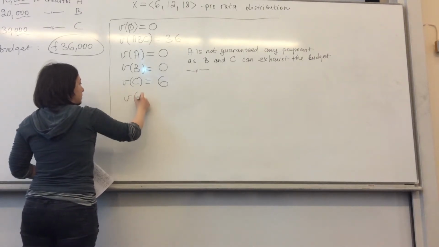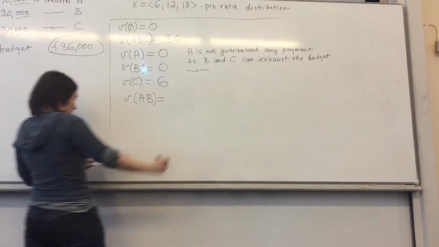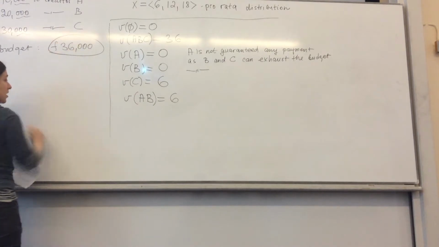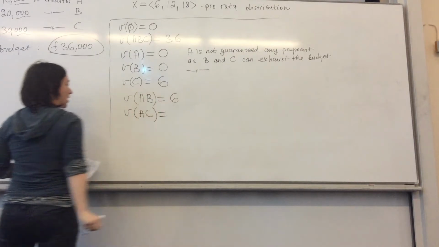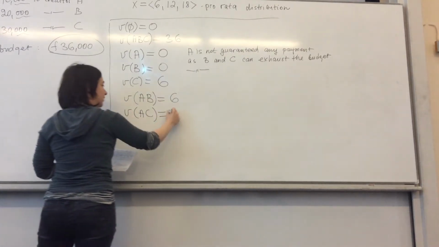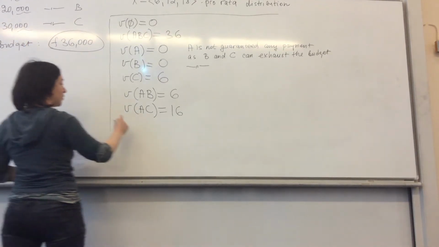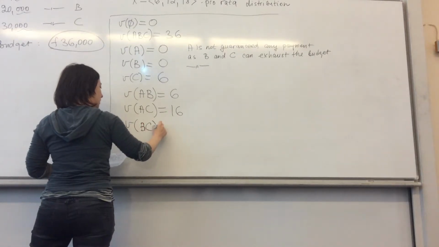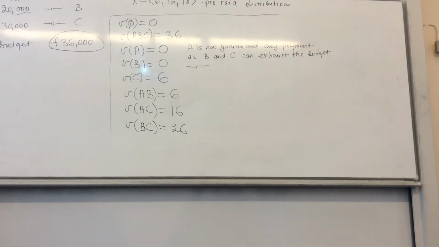In a similar way, A and B together can hope to get 6,000, because 30 may go to C on his own. A and C as a coalition can guarantee to themselves 16, that is what's left after paying 20,000 to B. And for BC, we have 26. So we got the characteristic function.